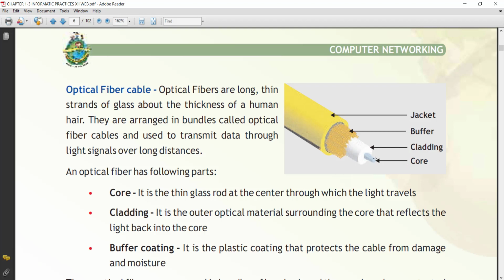So from there light travels, and this is for reflecting the light, and this is the buffer coating. Clear? And last is this PVC jacket. So this is the basic diagram of fiber optic cable, and you also draw this diagram. So I think you all understood about the fiber optic cable.